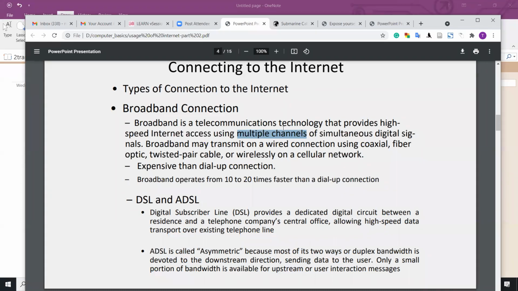And you might think other connections which are using 4G or wireless connections are not broadband connections. That is not the case. Broadband may transmit on a wired connection using coaxial cables, fiber optic, twisted pair, or wirelessly on cellular networks, right? Don't think broadband means wires. No, that is not the case. Wireless broadband is also available, right?